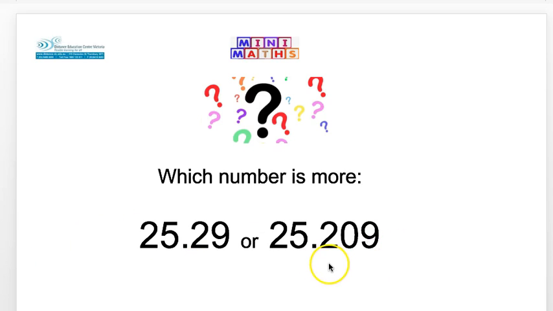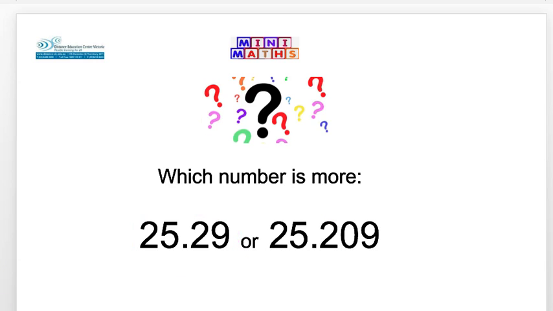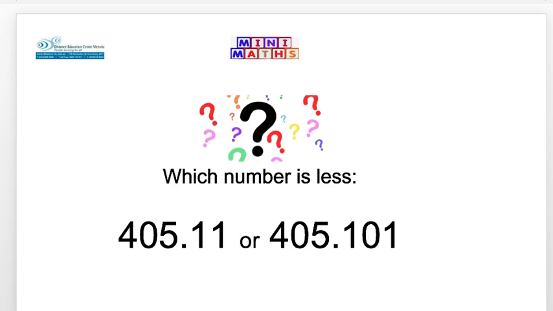Why we put this in: a lot of people will automatically say this is more because it's got more digits, not in decimals. In decimals, you have to definitely look at the values. So 25 is the same there. Interesting, the tenths are the same there. But when we look at the hundredths, I have 9 hundredths there and no hundredths there. So this number is more, even though it doesn't have as many digits in there. I think I tricked myself here.